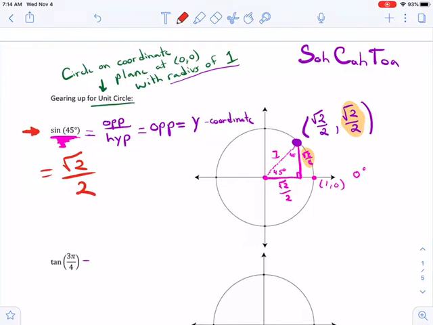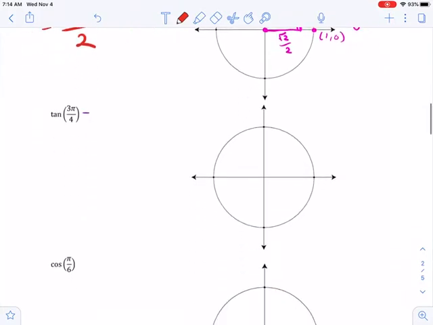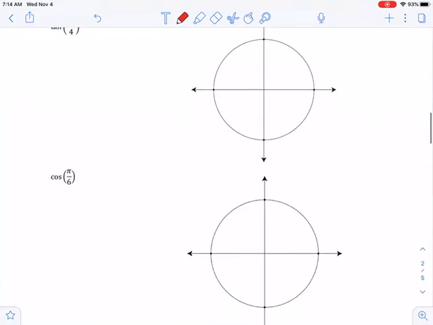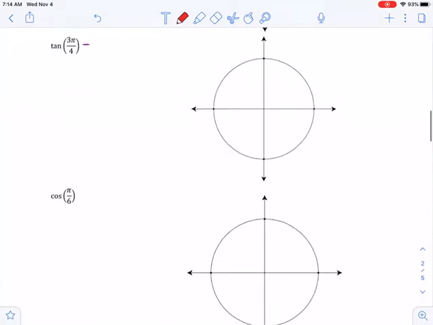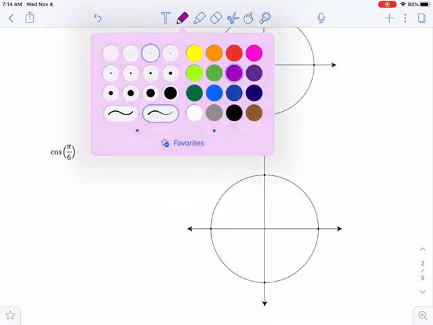Okay, so we're going to take a look at some other examples here. And I may even jump down to cosine of pi over 6 and then revisit tangent after that. So I'm just going to do a little bit of a switch up on this order here.